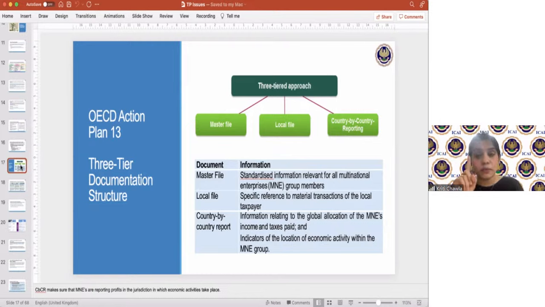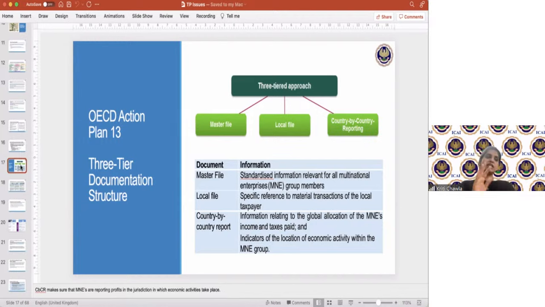They said that you'll have to maintain something called a master file, you'll have to maintain something called a local file, and then you'll have to maintain something called a country by country reporting. Now, what exactly are these three kinds of documentation that are to be maintained in India? This is provided in Section 286.